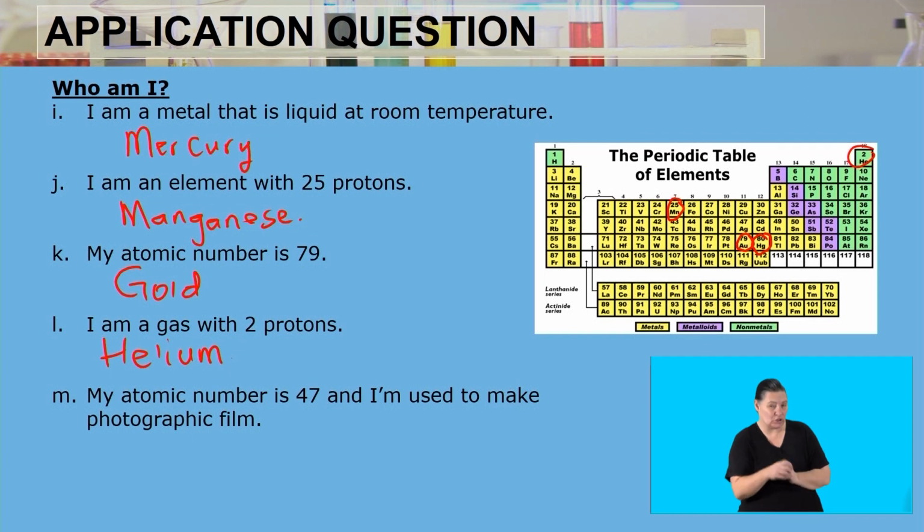And then the last question is, my atomic number is 47 and I'm used to make photographic film. And that is silver. Silver, it is element Ag. Where do you find Ag? There, just above gold, Ag.